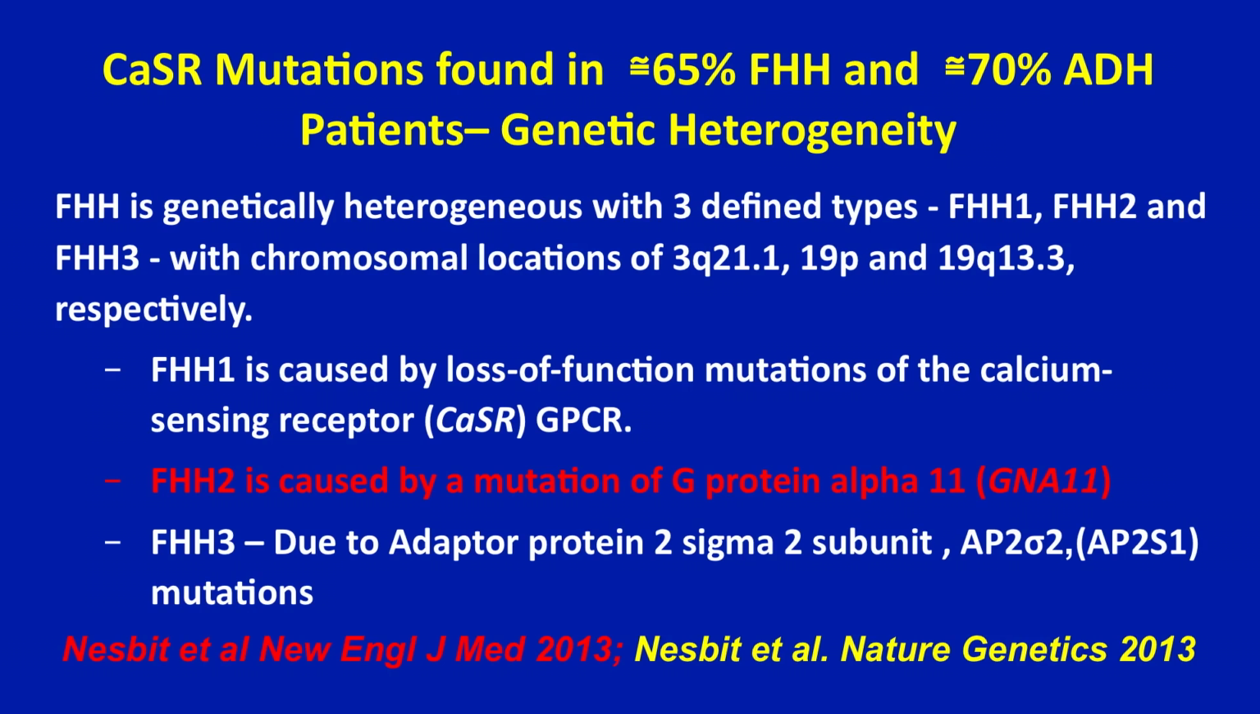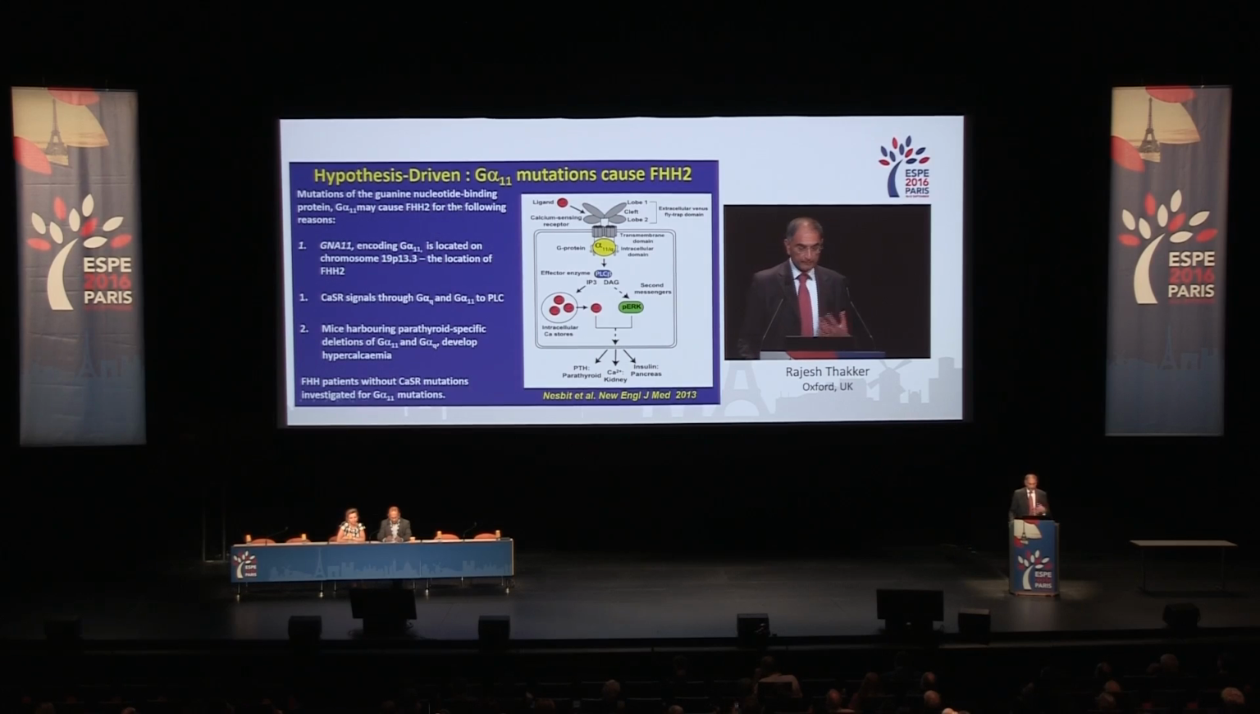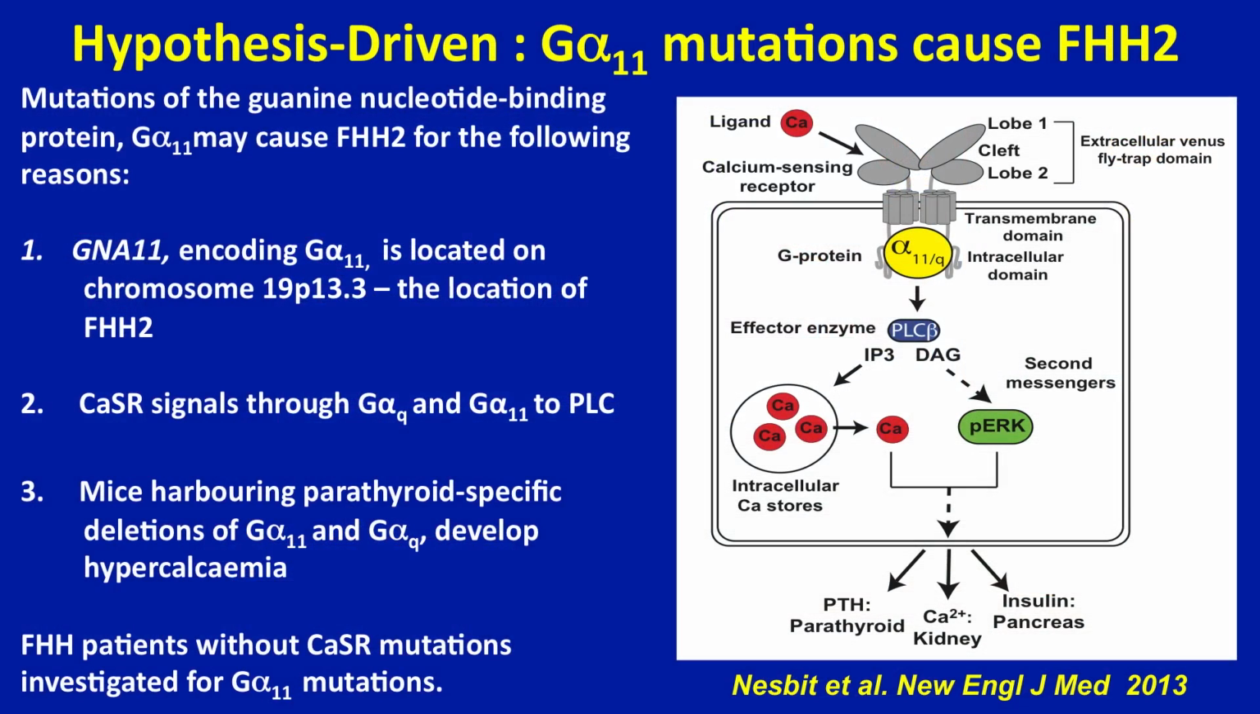FHH2 first. So here we took a hypothesis-driven approach. Now, why do we do that? Well, we postulated that mutations of G alpha 11 may cause FHH2, and the reasons were as follows. First of all, the gene encoding G alpha 11 is located on the short arm of chromosome 19, which is exactly the location where the disease locus for FHH2 is. So chromosomally, they're in the same region. Of course, it's a big region, and there are about 800 genes there, but never mind about that. At least we were close in that way.